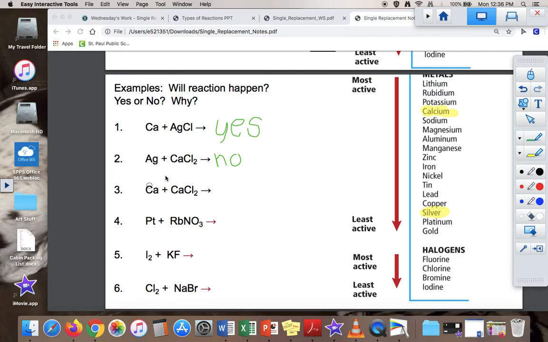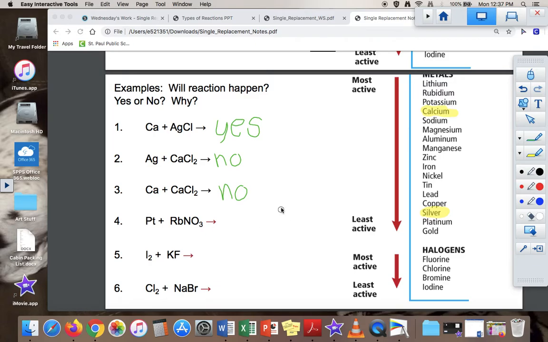Okay. If I look at number 3, notice calcium and calcium chloride. Again, I told you, you cannot boot yourself out, right? So no, nothing's going to happen if you mix calcium and calcium chloride. Don't believe me? Go ahead and try it, okay? I promise you nothing will happen.